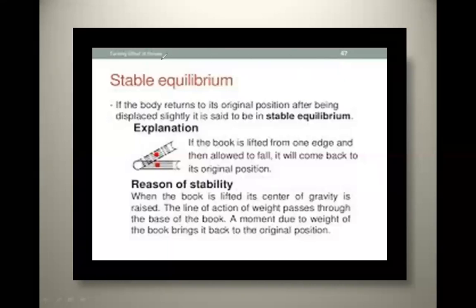If the body returns to its original position after being displaced slightly, it is said to be in stable equilibrium. Explanation: if the body is lifted from one edge and then allowed to fall, it will come back to its original position. एक बुक टेबल पे पड़ी हुई है, अगर उसको स्लाइटली से हम उठा के छोड़ दें तो वो दोबारा अपनी ओरिजिनल पोजीशन पर आ जाए, तो इसको बोलेंगे आप स्टेबल इक्विलिब्रियम.